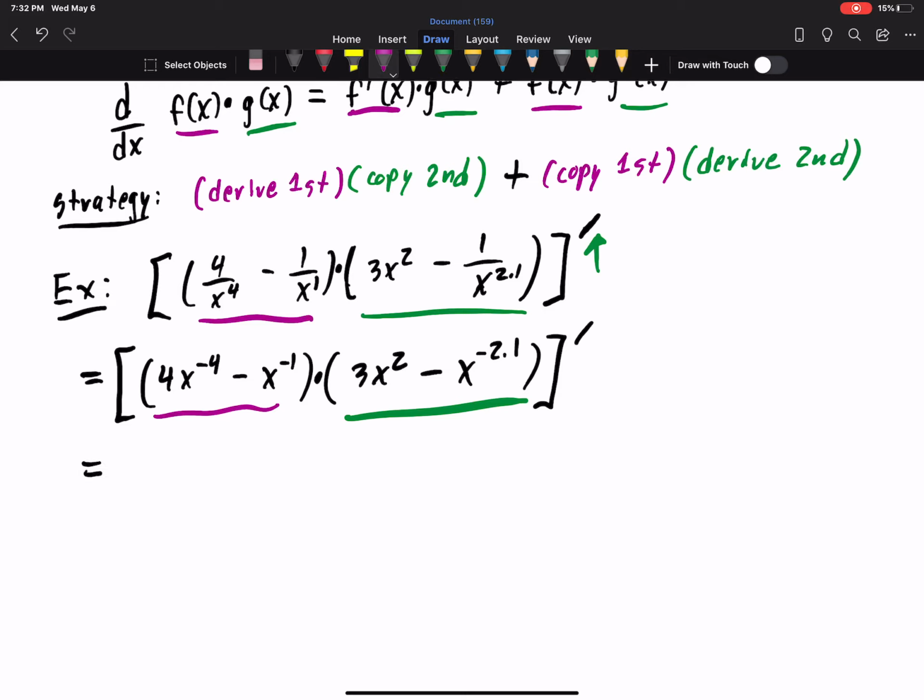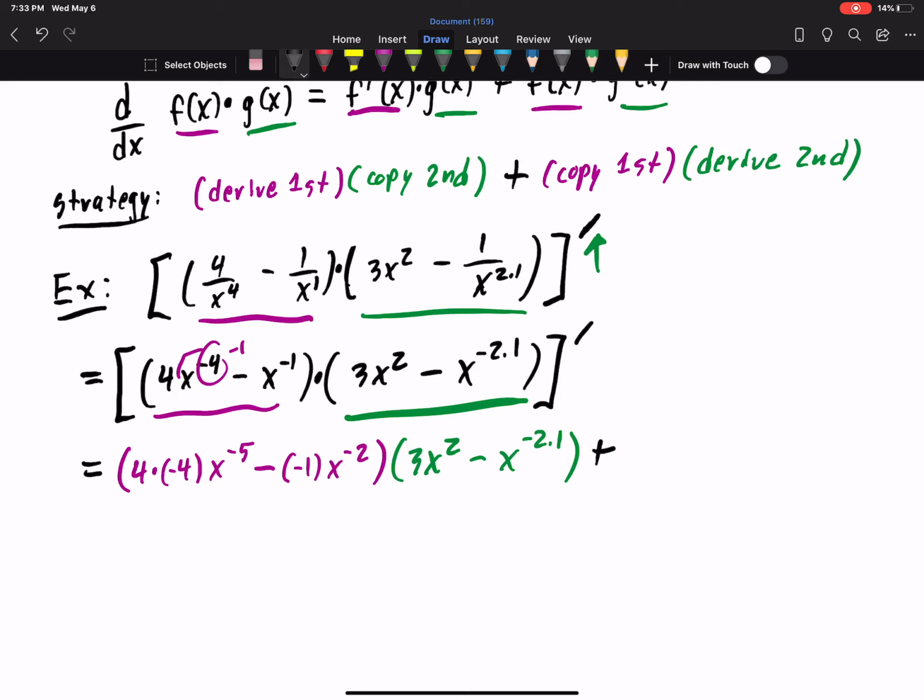Derive the first. So you have 4 times minus 4 x to the minus 5, subtracting 1 from the exponent. So we brought the minus 4 down, multiplied it to the 4, then subtracted 1 from the exponent. Then we're going to do the same thing here with this minus 1. We're going to have a minus 1 x to the minus 2. So that derives the entire first factor. Second factor, copy paste. That's all we're doing. Then add, then copy paste the first. So we have 4x to the minus 4 minus x to the minus 1.